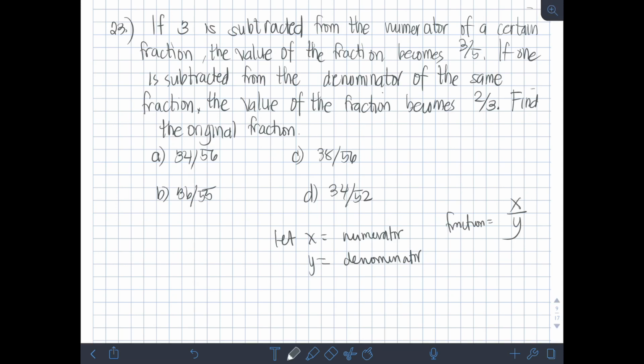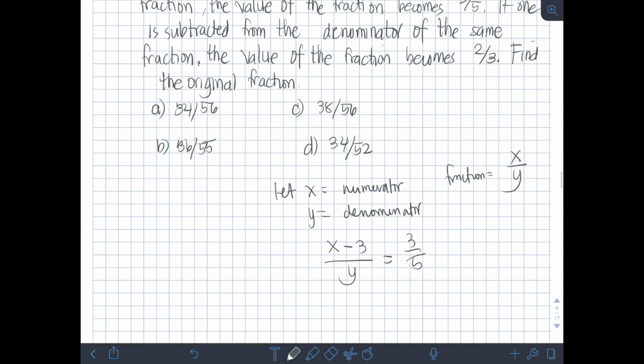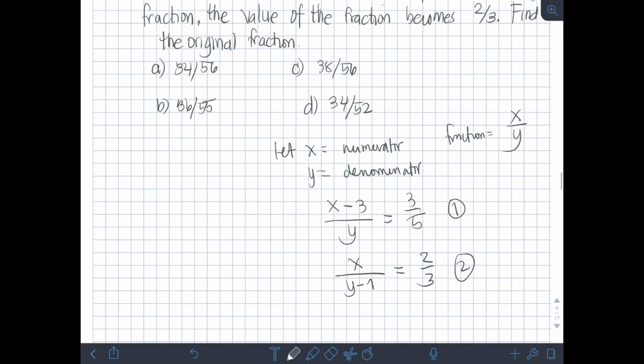So, sabi dun sa first statement, if 3 is subtracted from the numerator, so, x minus 3 over y, the fraction becomes 3 over 5. Right? Equation 1. Then, sa sentence 2, if 1 naman daw is subtracted from the denominator, so, x over y minus 1, the fraction becomes 2/3. Okay, so meron tayong two equations in two unknowns. So, masasolve na natin si x and y.